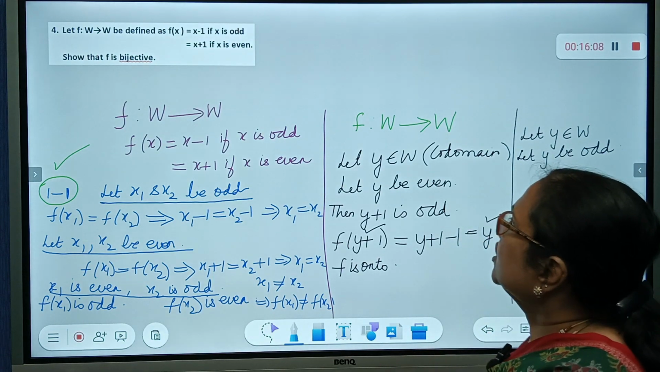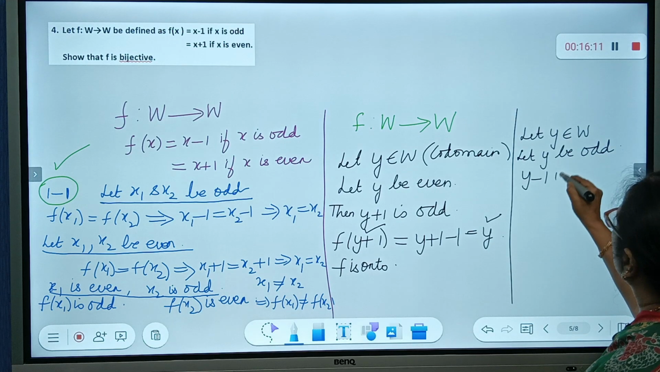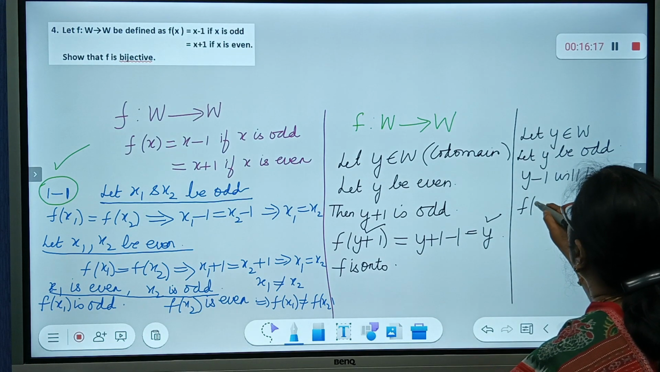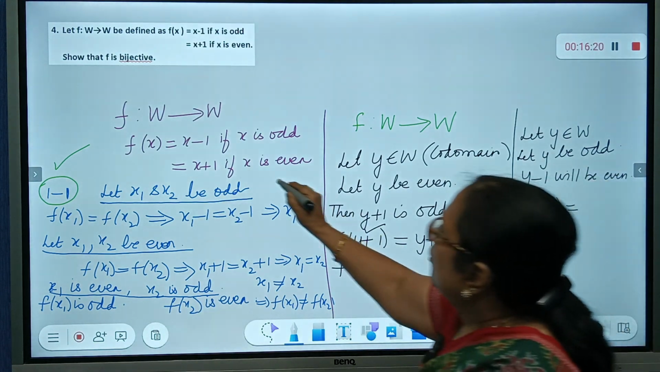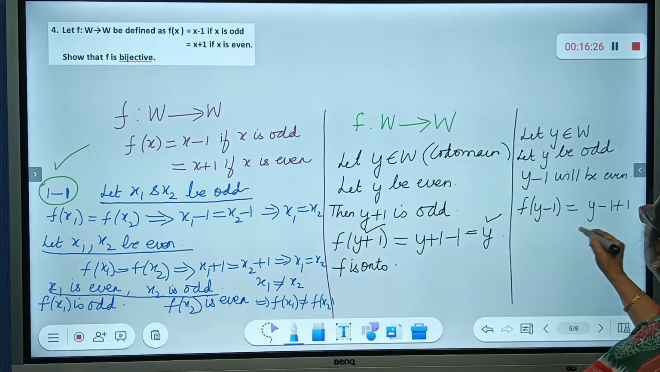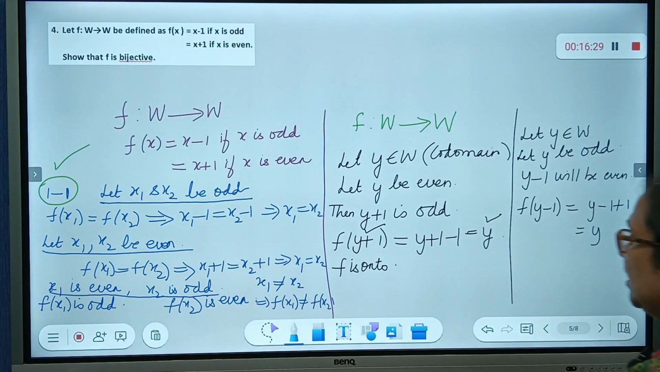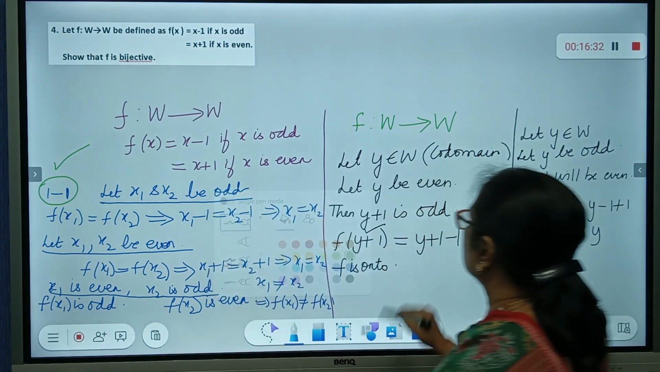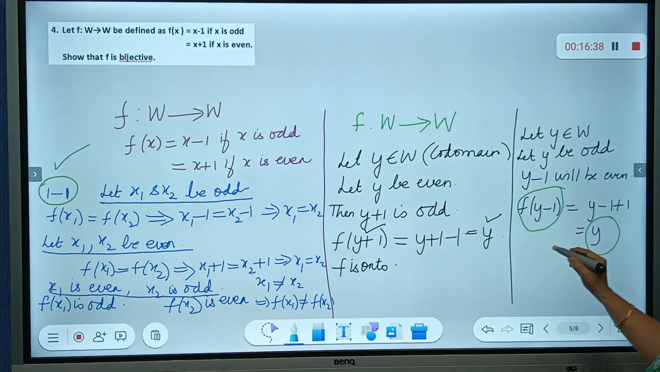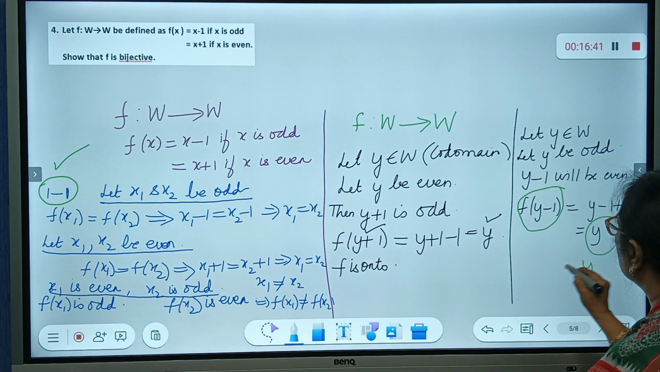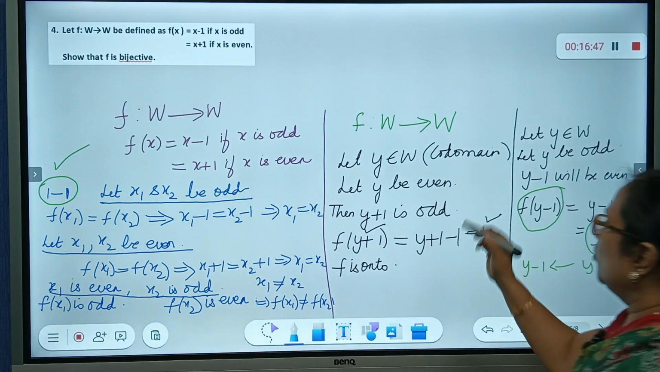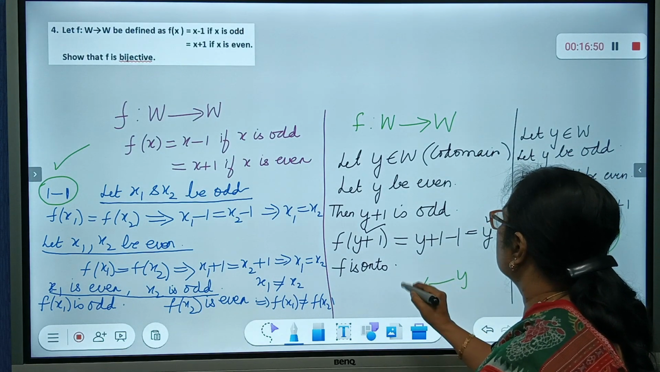Now if y is odd, y minus 1 will be even. Now what will be f of y minus 1? f of x when x is even is x plus 1. So it will be y minus 1 plus 1, which is y. So given a y, I have found a pre-image. What is that? y minus 1. So y goes to y. The pre-image of y is y minus 1 when y is odd. When y is even, the pre-image of y is y plus 1.